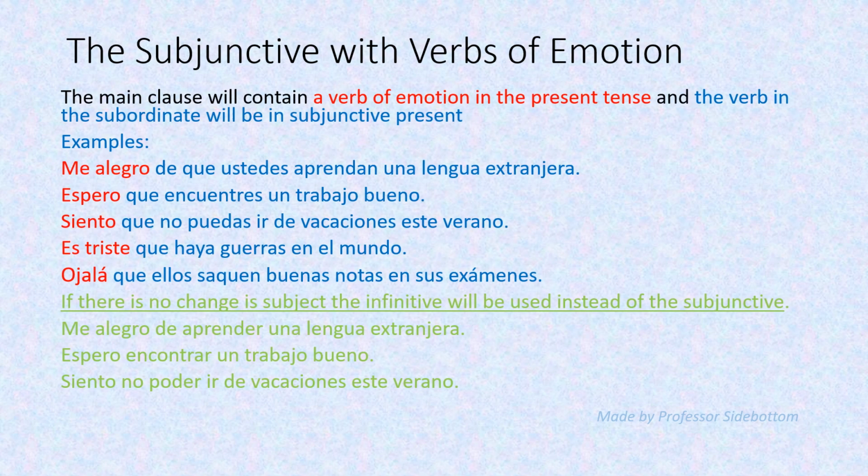Next, let's talk about the subjunctive with verbs of emotion. In the main clause, we will have a verb of emotion in the present tense, and the verb in the subordinate clause will be in the subjunctive present. Here are some examples. Me alegro de que ustedes aprendan una lengua extranjera. I'm happy that you learn or are learning a foreign language.